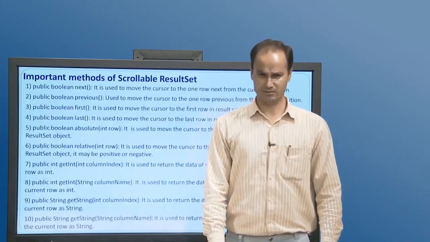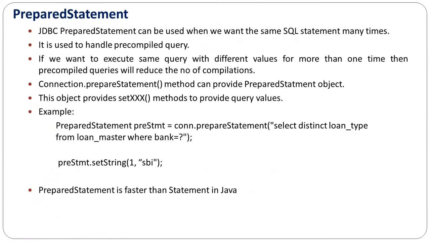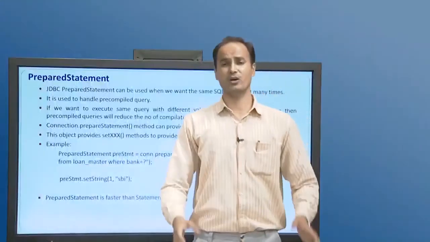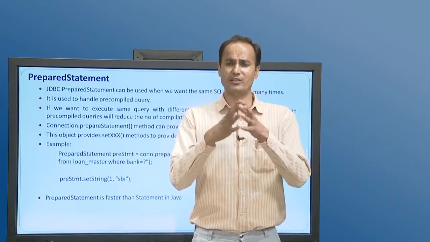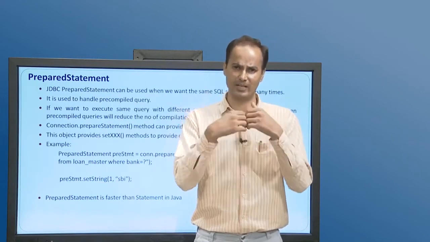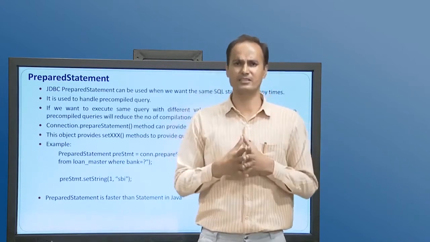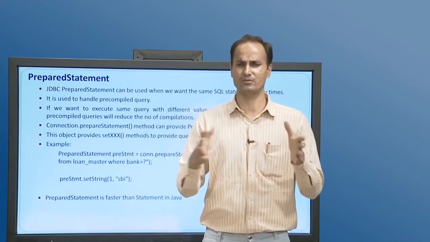Now, a scrollable result set has a number of methods. As I told you, once you have a result set, you can scroll the result set backward and forth, and there are a number of methods for that. Using these methods, you can move next, previous, first, last, absolute, relative, get integer, get string. So, these are various methods that you can use. This is all about a simple JDBC environment in which we have discussed its steps, established the connections, fired the query, returned the result set, manipulated the result set, and displayed the results using methods like next and previous, which we discussed earlier.